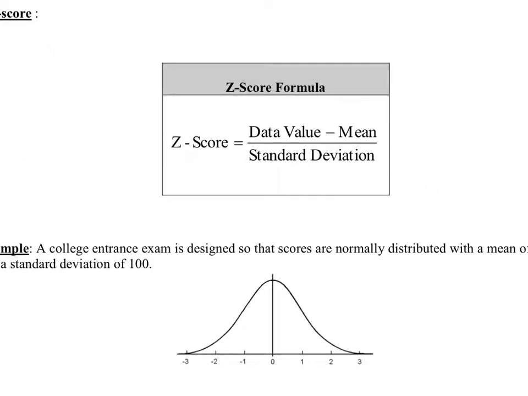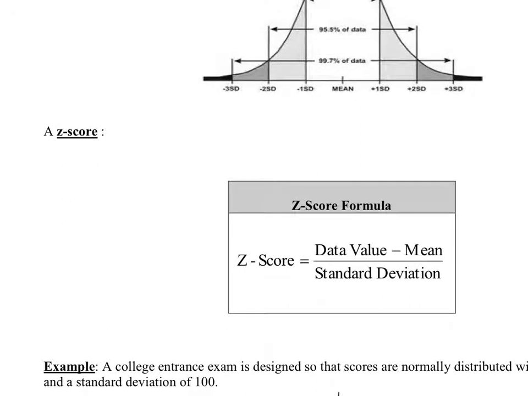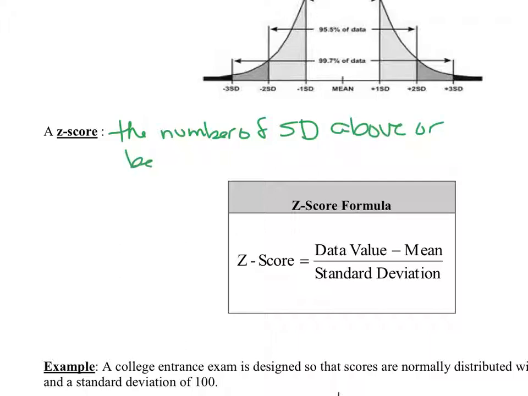Okay, so what we want to talk about is what a z-score is. A z-score is the number of standard deviations above or below the mean. So it's just giving you the standard deviation. So if I tell you the z-score is positive 2, we'd be right here. That would mean it would be 2 standard deviations above the mean. So that would be a positive 2.